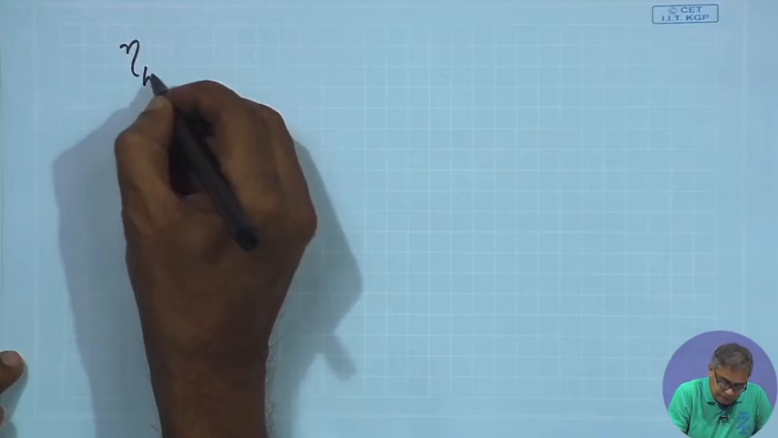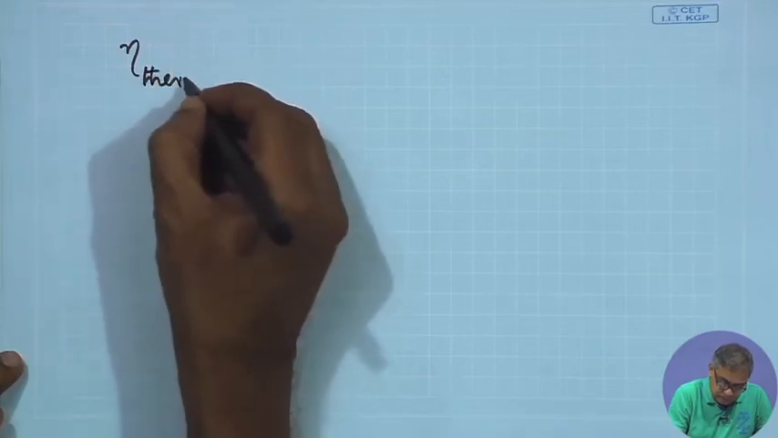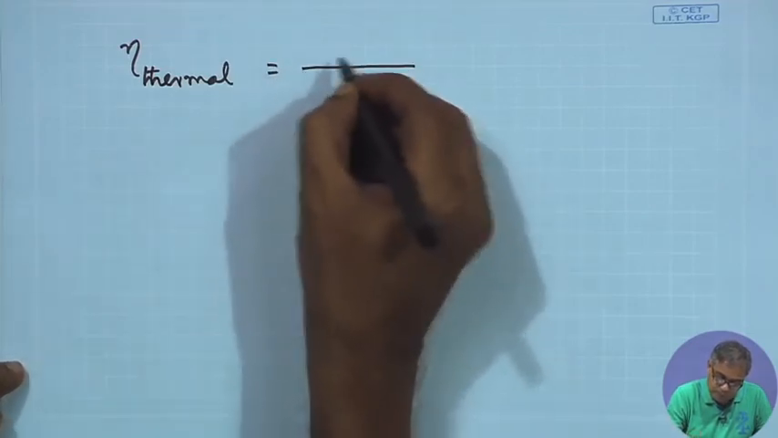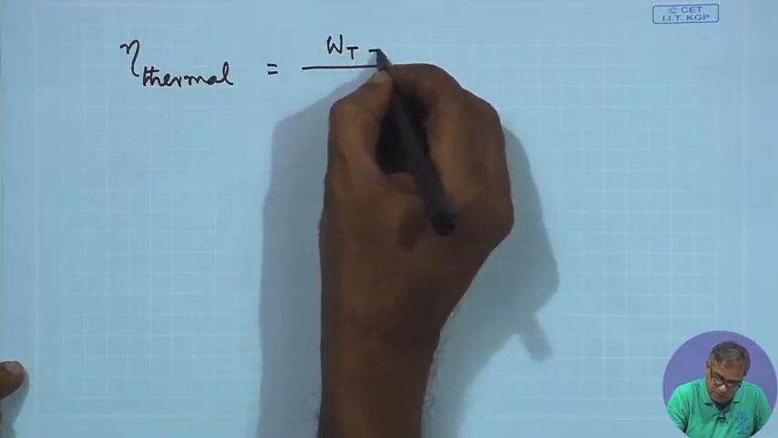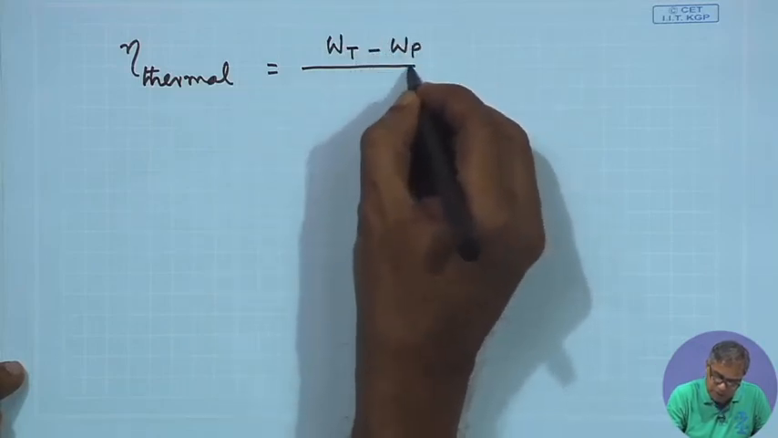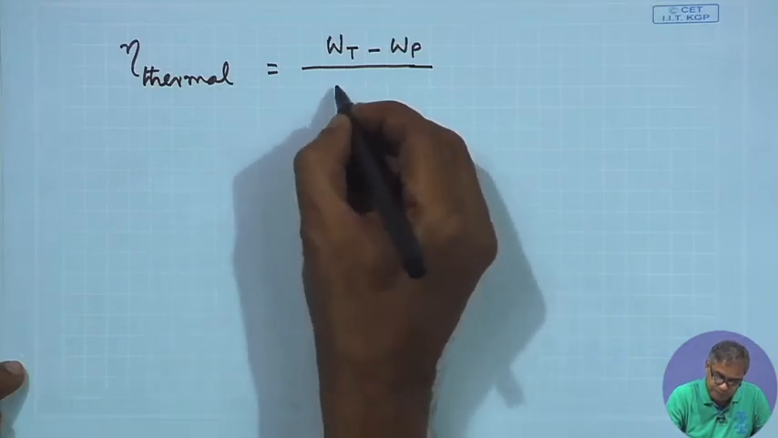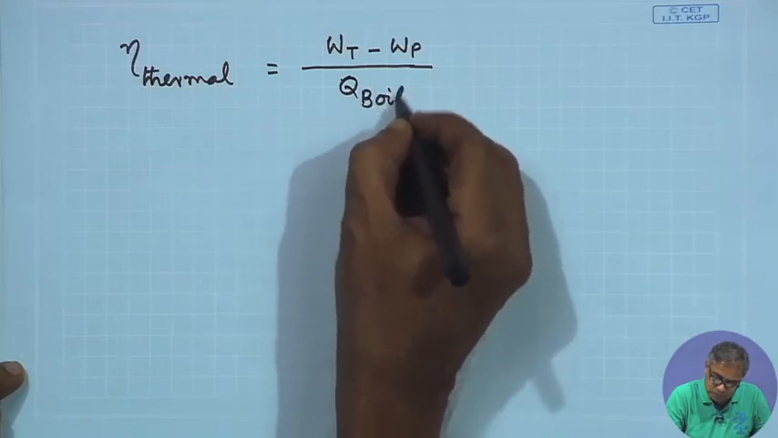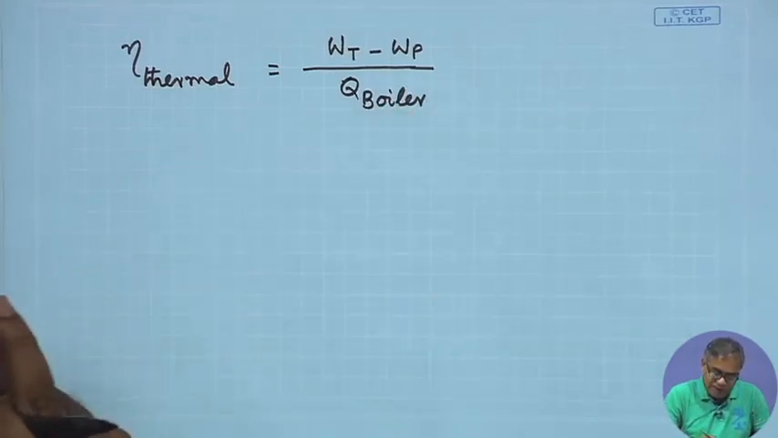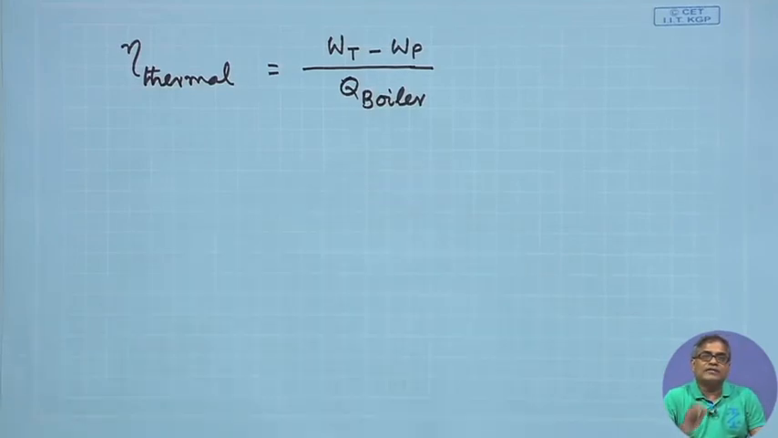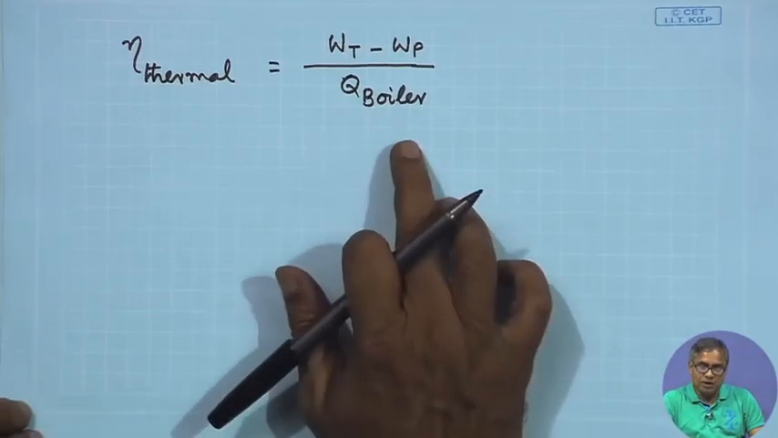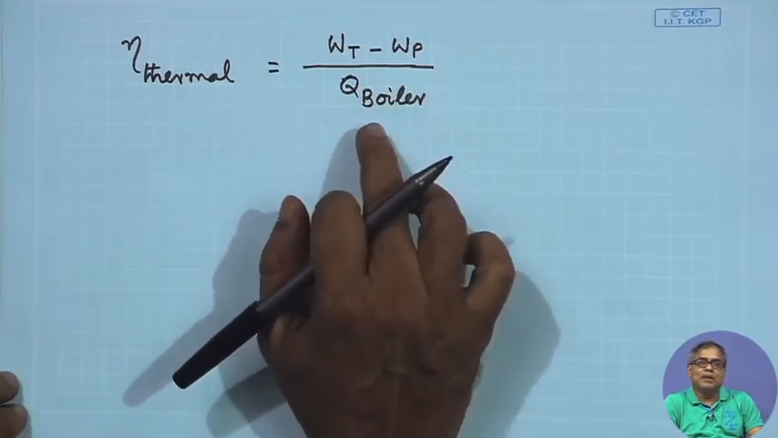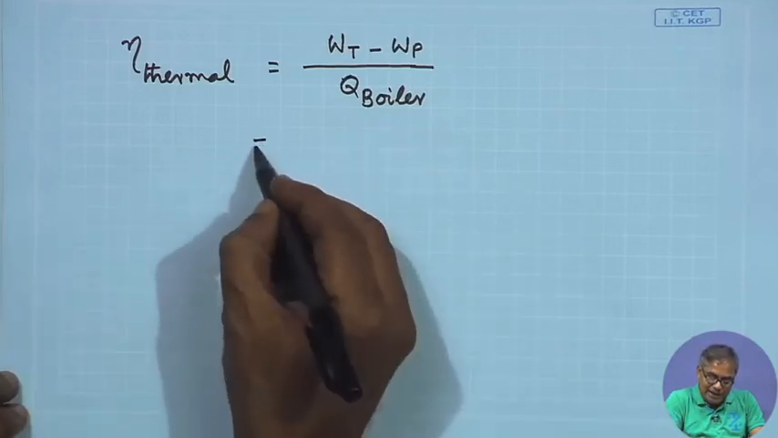eta thermal is equal to W turbine minus W pump divided by Q boiler, because that is the amount of thermal energy we are taking from the boiler. So eta thermal is equal to W_T minus W_P by Q boiler, and this W_T has got two parts.